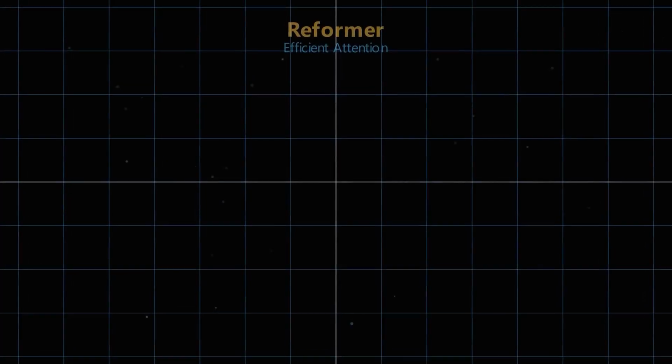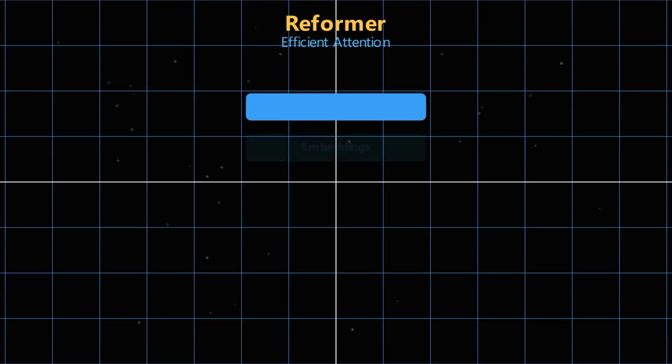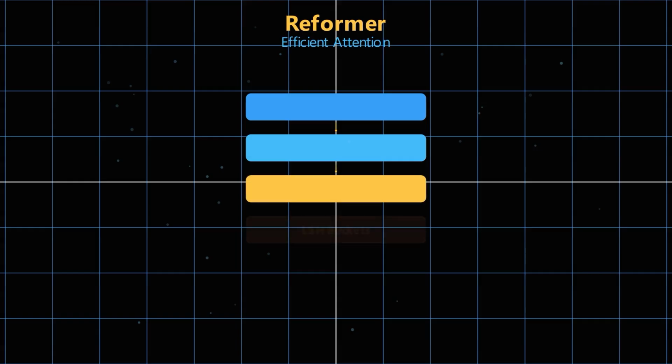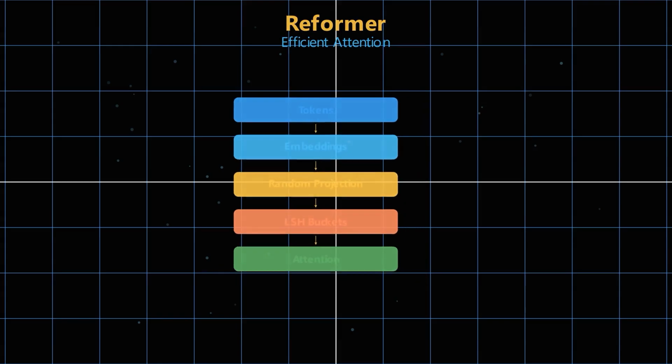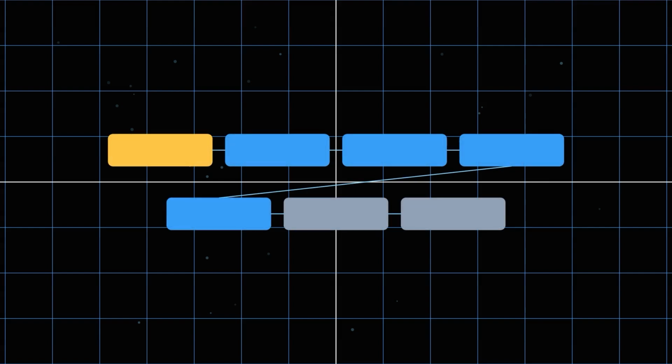Today, we uncovered one of the most elegant ideas in transformer research. Instead of comparing every token with every other token, Reformer intelligently groups similar tokens first. A simple idea with an enormous impact. But Reformer is only one chapter in a much bigger story. Researchers around the world have proposed many completely different ways to make transformers faster, more memory efficient, and scalable to millions of tokens.